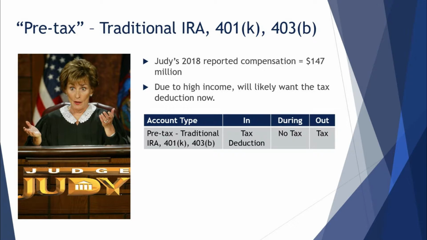So here she is, it's Judge Judy. It's reported that in 2018, her compensation was $147 million. So she made $147 million and she's still that mad. Anyway, for Judy, because she's made a lot of money, it makes sense for her to want the tax deduction now. So you can see, again, here's our summary of how you're taxed. You get a tax deduction when you invest into an account of this type. That makes sense for her because she wants to defer paying tax as long as possible because she's in the highest tax bracket there is.